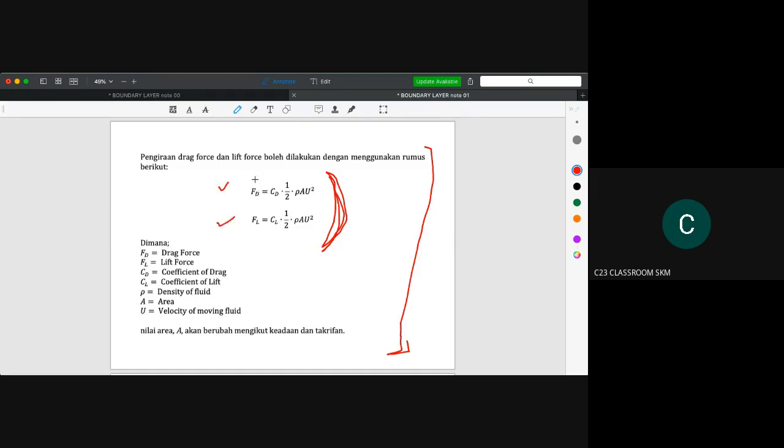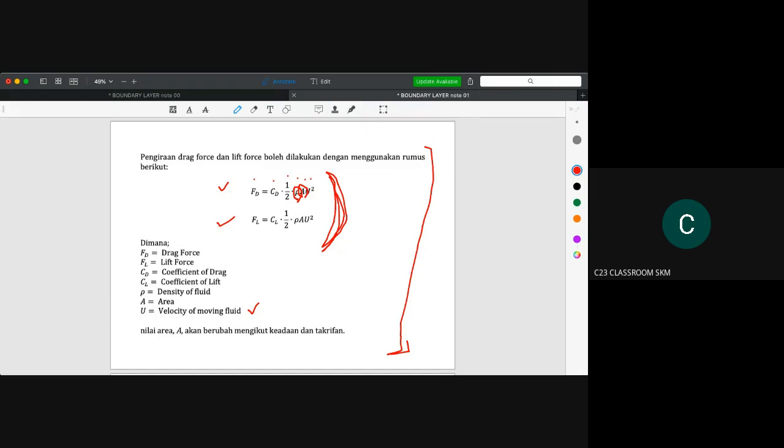We have FD, the drag force, equals CD, the coefficient of drag force, times 1/2 rho A U squared. The rho here is the density of the fluid, the A here is the area of the object, and the U squared here is the velocity of the moving fluid.